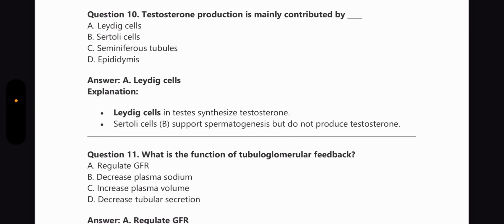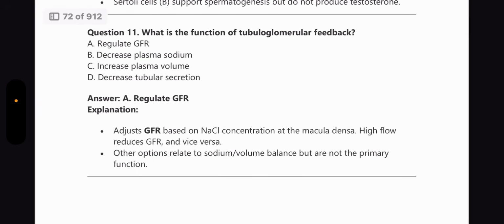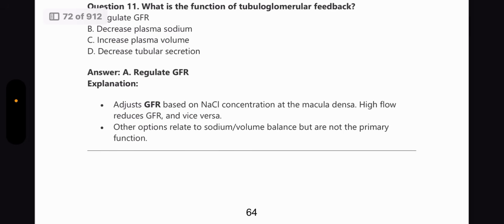So Leydig cells in testis, they synthesize testosterone. Sertoli cells support spermatogenesis, but they do not produce testosterone. Next, what is the function of tubuloglomerular feedback? Answer is regulate GFR. So adjust the GFR based on the sodium chloride concentration at the macula densa. High flow reduces the GFR and vice versa.